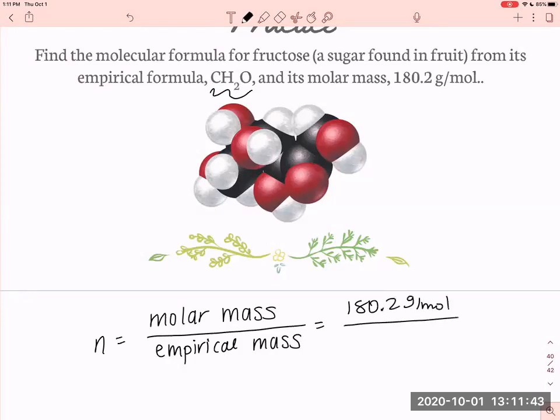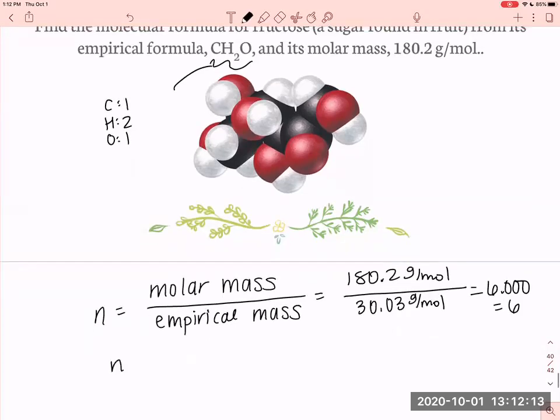And how do I find empirical mass? Well, here's your empirical formula. We have 1 carbon, 2 hydrogens and 1 oxygen. So we just add that up. And we get 30.03 grams per mole. And then hopefully this gives us a nice whole number factor to multiply by. And we do get 6.000, which is, we're just going to say 6.